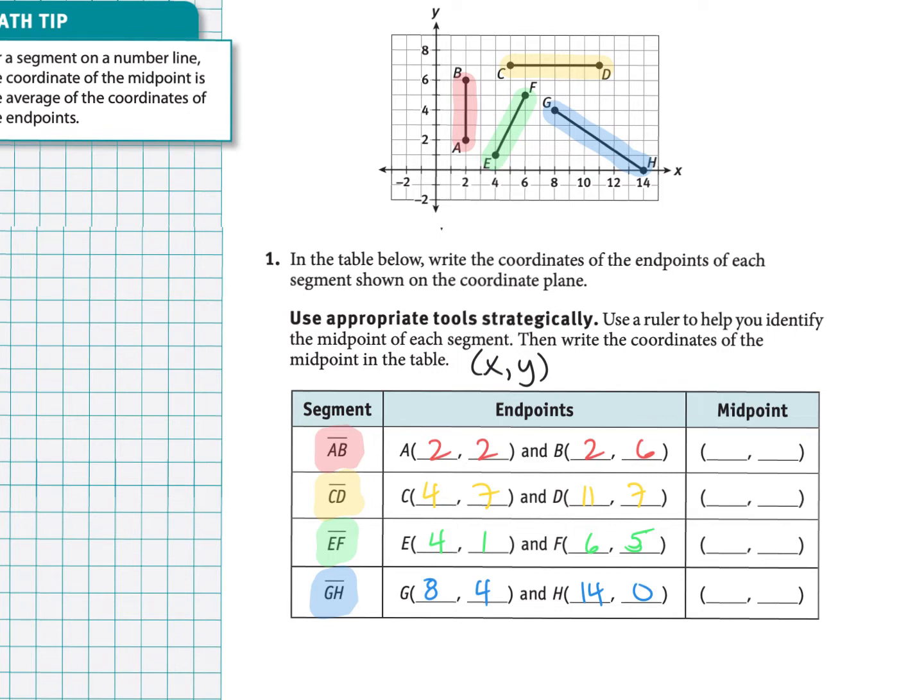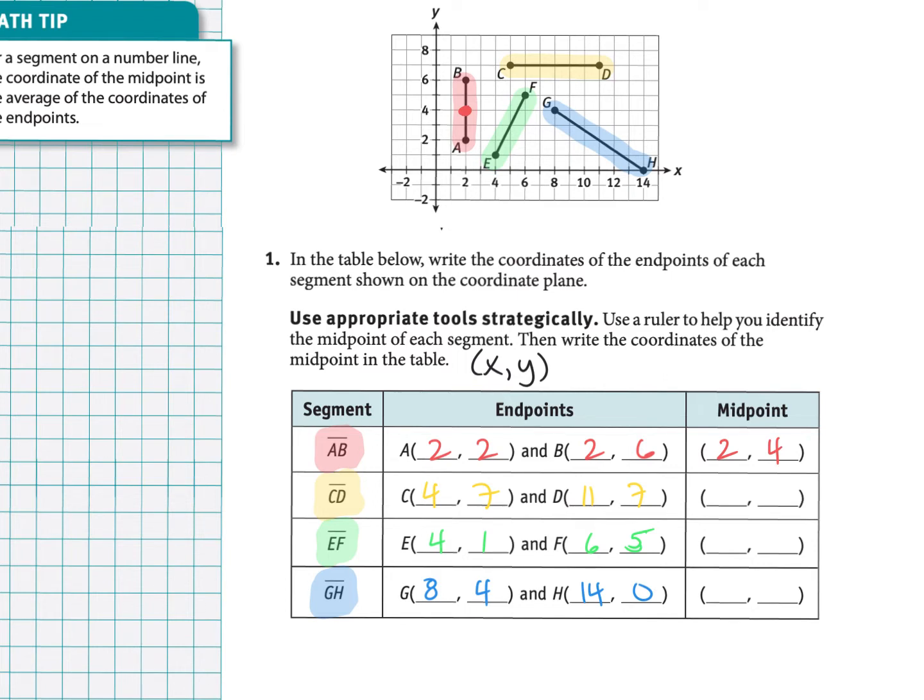Now, it wants us to use a ruler, but we're just going to eyeball it to figure out what the midpoint is for each of these segments. Most of them you can easily see, and I'm going to tell you how I was able to find it. So looking at AB, we can see that there is a point right here that lies in the middle. So that midpoint's coordinates are going to be (2, 4). So that was our vertical line.